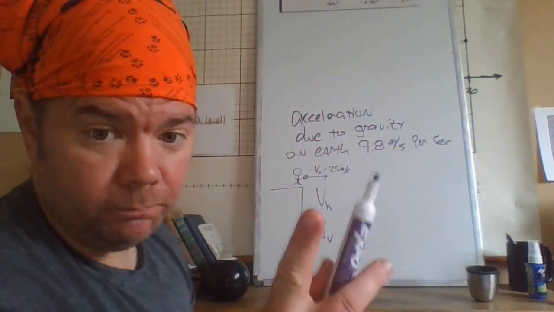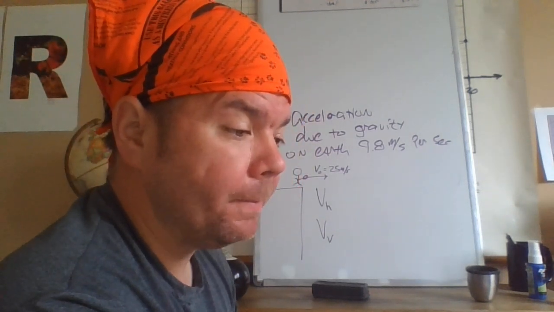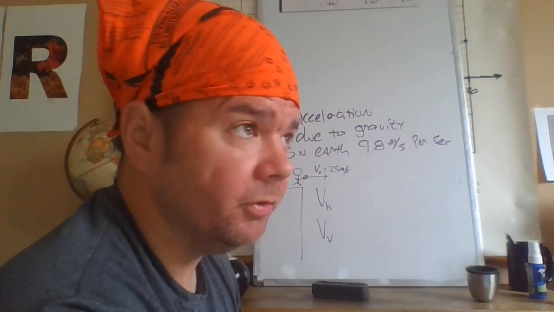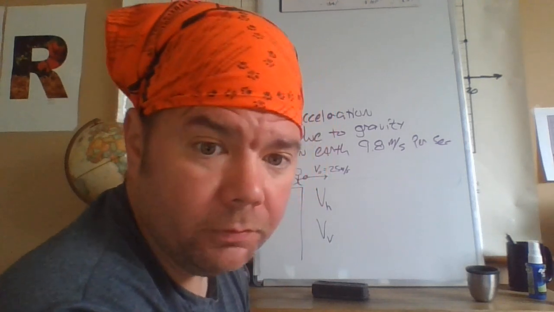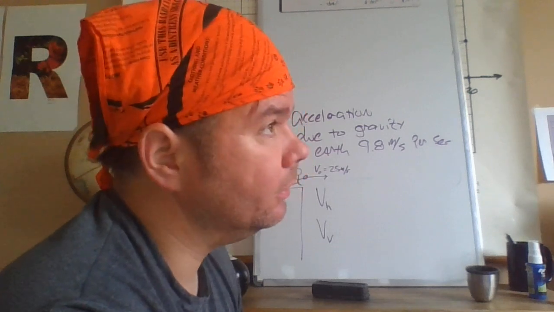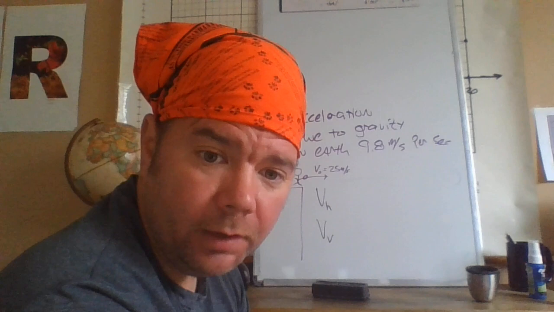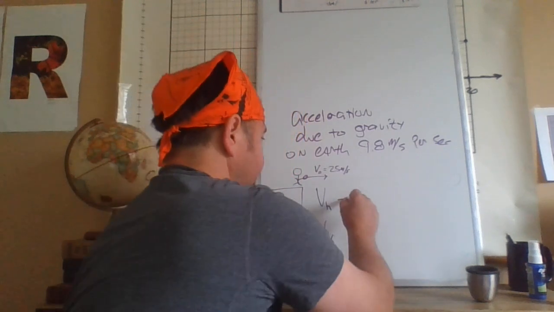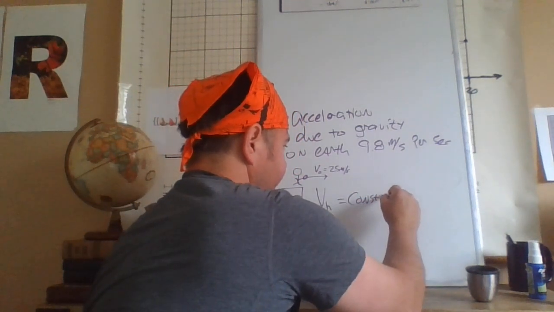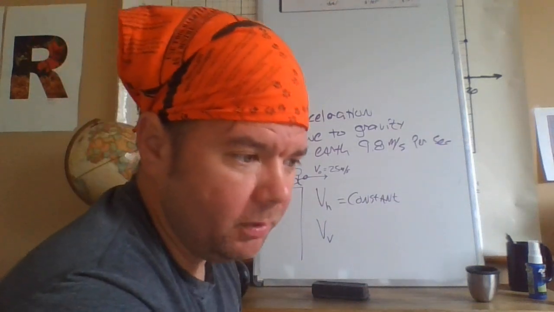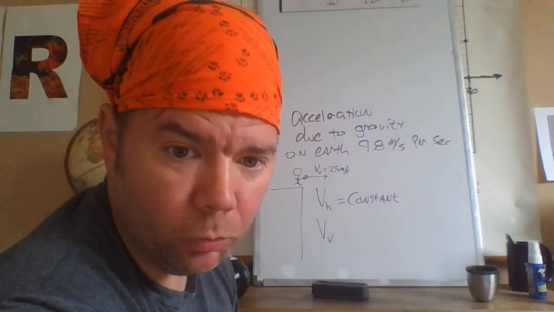So horizontal velocity. The first important concept to realize here is that in all of these problems we will assume, and it's a pretty correct assumption, that the horizontal velocity throughout the entire path as it flies through the air is always constant. Whatever it starts with, that horizontal component of the velocity stays the same the whole time, okay?